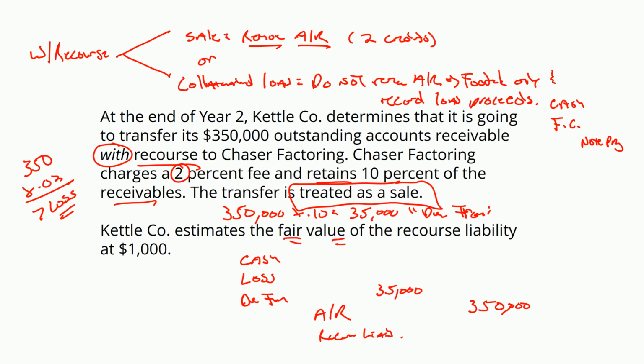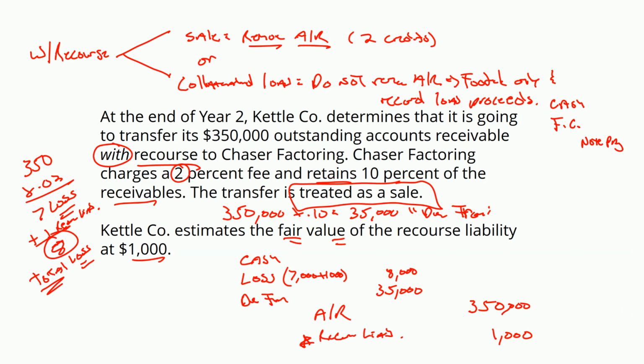Now they estimate the fair value of the recourse liability to be $1,000. We add that to the 7 to get our total loss of 8. There's our total loss, $8,000. The $7,000, the 2% fee, plus that recourse liability of $1,000. So the sum of the two is 8. So our loss, the $7,000 plus that $1,000, that's $8,000, and that recourse liability goes there, $1,000. Okay, and that's the key to getting this right. Your loss is the sum of two amounts, the 2% fee and the recourse liability, and you have an additional credit in addition to that accounts receivable.